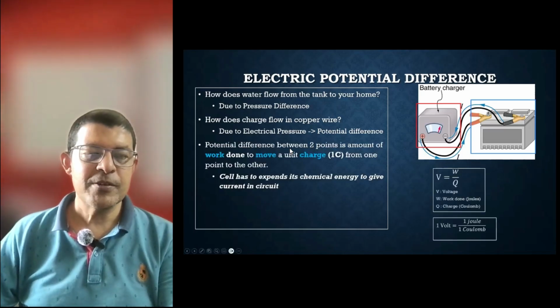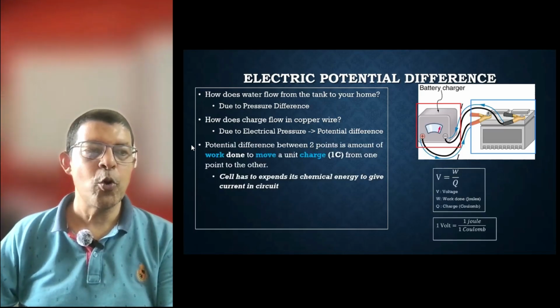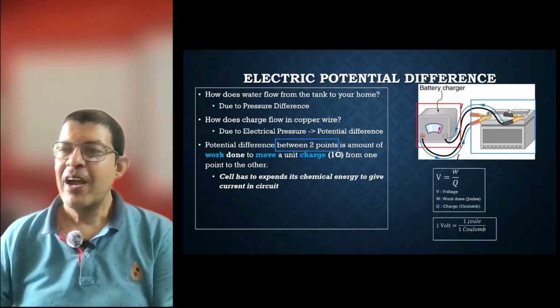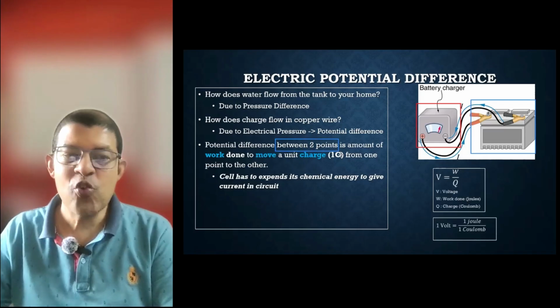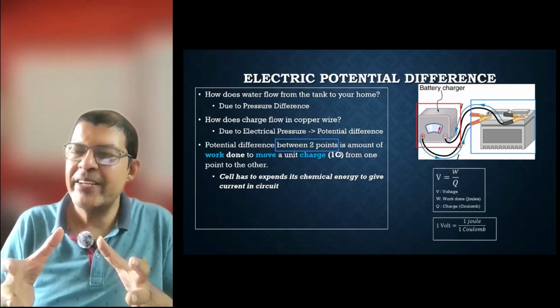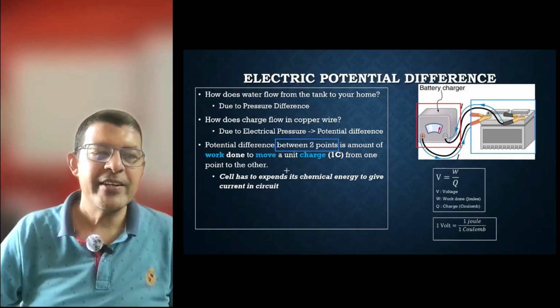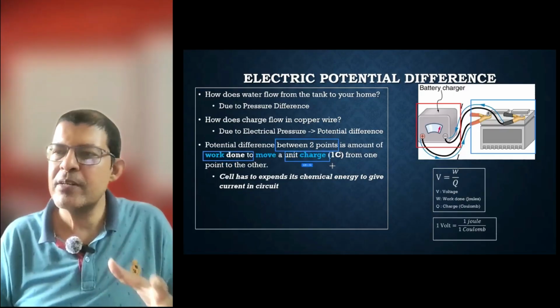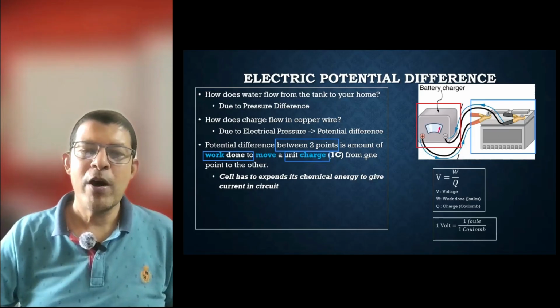So potential difference is measured between 2 points. And how is it measured? It is actually the work done. The battery does some work to move some unit of charges from one point to the other.